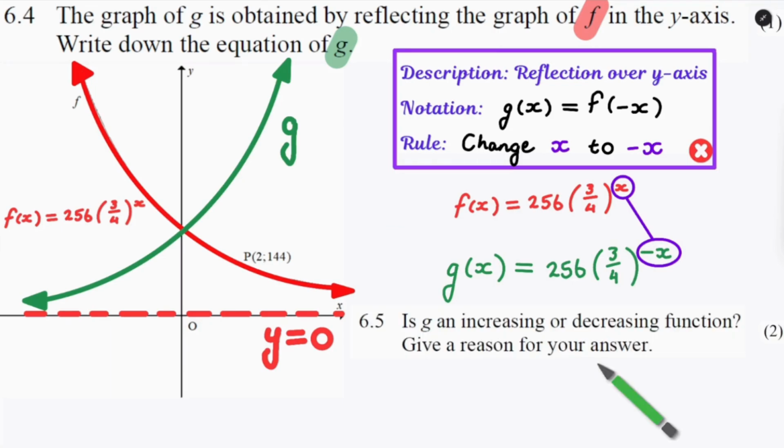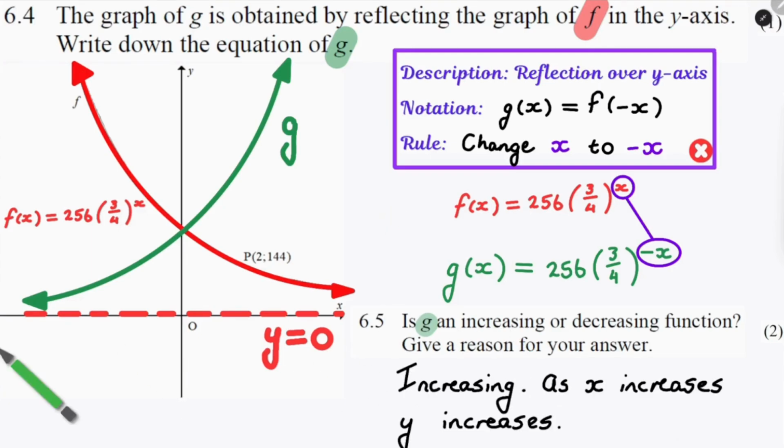Next up, we need to tell them if g is an increasing or decreasing function, and just remember g is your green graph. So going from left to right, you can see we're going uphill. If we're driving a car, we're going uphill. So it's definitely an increasing function, and if we had to give a reason, as your x value increases, your y value also increases. Your 1 mark in this question just comes from the correct equation for g of x, and your 2 marks come from the word increasing as well as the correct explanation.